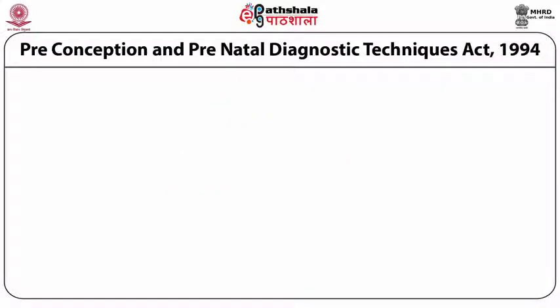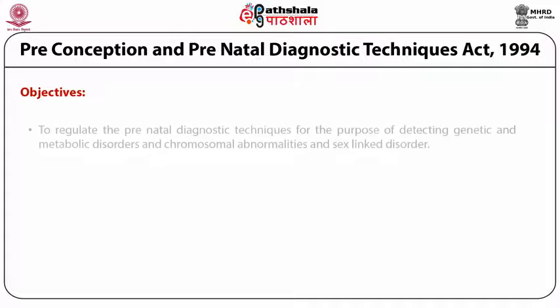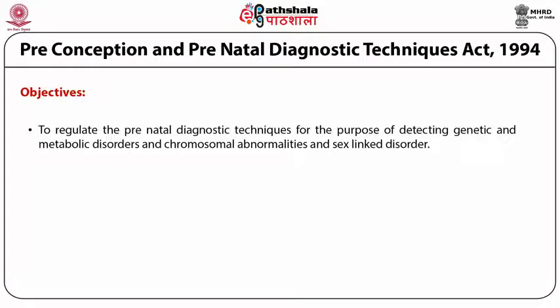Now I would like to discuss with you some important provisions of the Preconception and Prenatal Diagnostic Techniques Act 1994. But before discussing the important provisions, we must know the objective of the Act. The first objective of the Preconception and Prenatal Diagnostic Techniques Act is to regulate the prenatal diagnostic techniques for the purpose of detecting genetic and metabolic disorders and chromosomal abnormalities and sex-linked disorders.